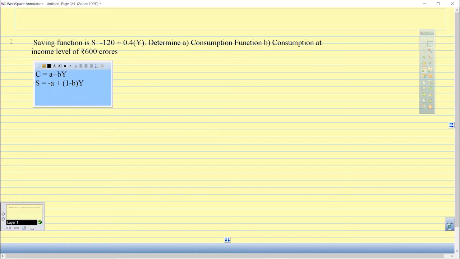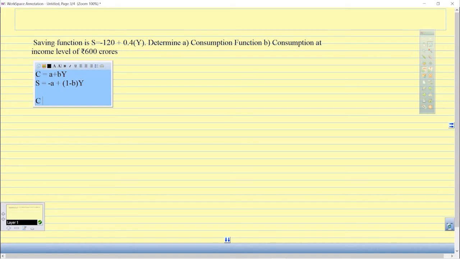Okay. So whatever term is given with a minus sign in the saving function will be the plus term, the term for autonomous consumption, in the consumption function. And 1 minus b is equal to 0.4, so b will be 0.6. This way we can derive the consumption function.